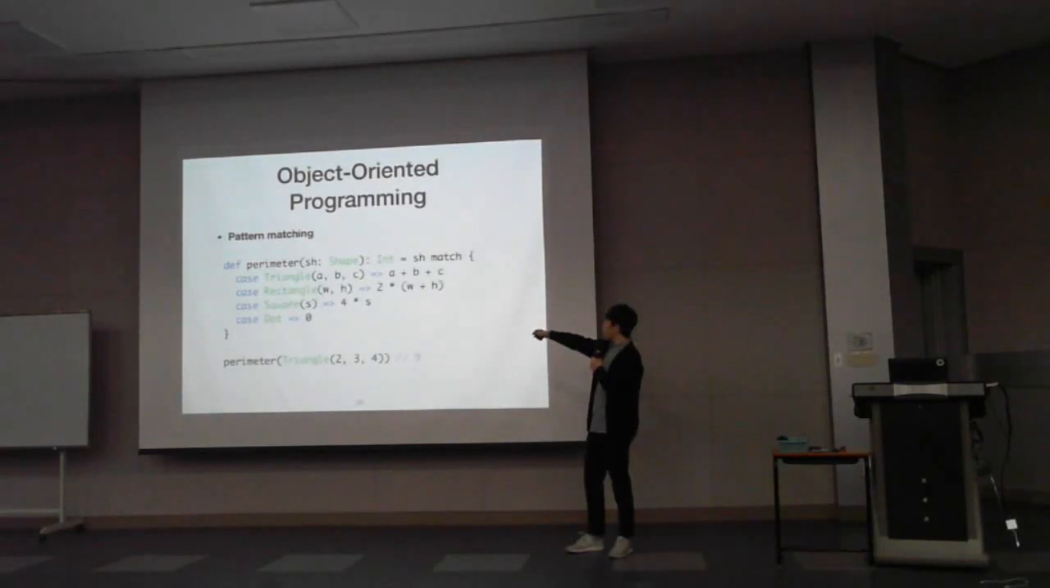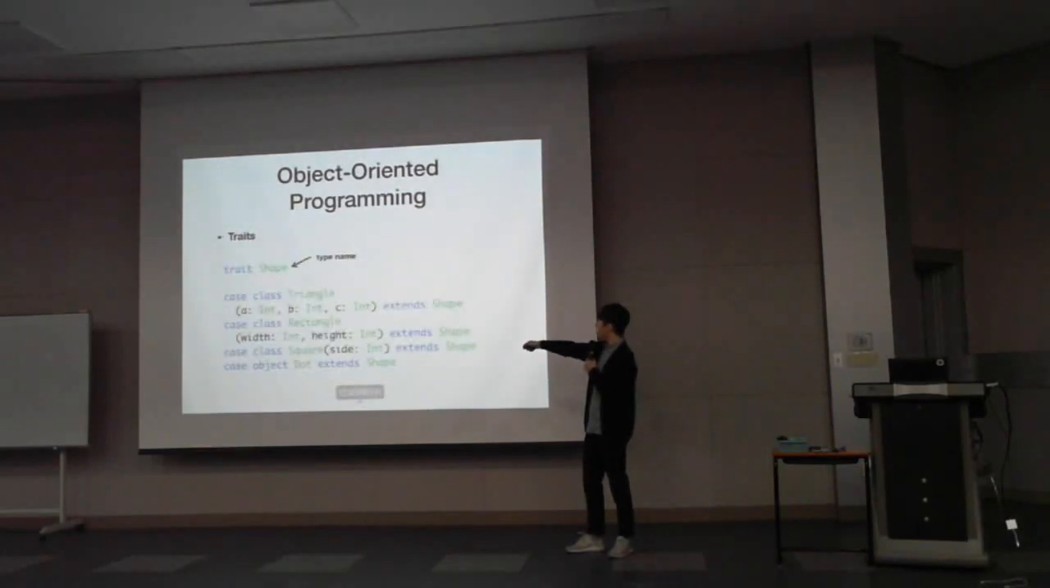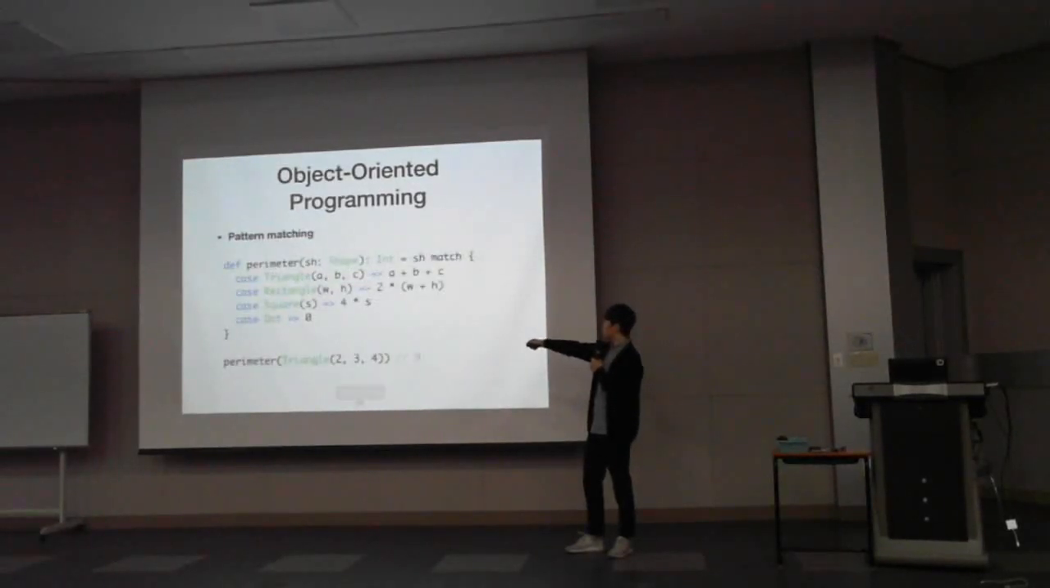If sh has a Triangle object, then we can access the fields a, b, c here. If it has the Rectangle type, then we can access w and h. So it is matched with the fields a, b, c, and with width, height, and side. So we can access the side field of Square like that.